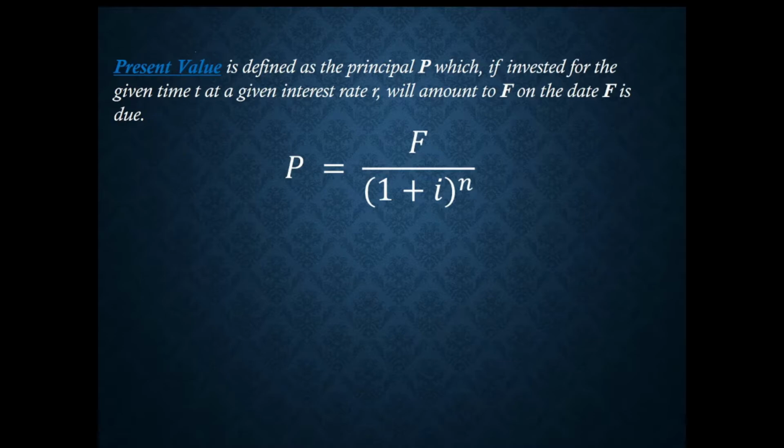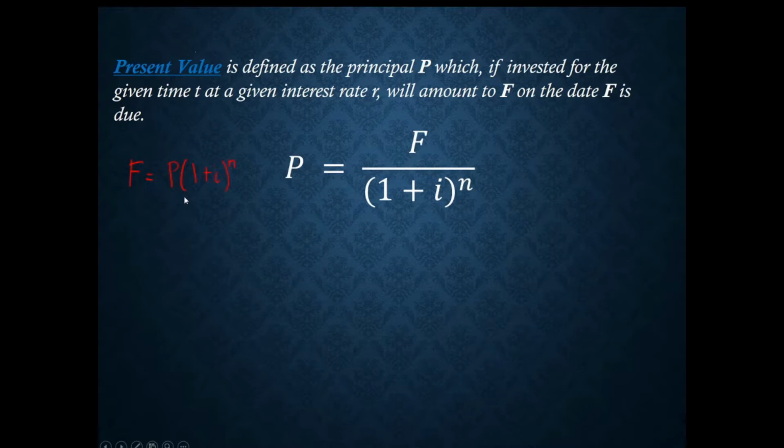The present value is defined as the principal which, if invested for the given time T at an interest rate R, will amount to F on the date F is due. So this is just a transformation of the given formula that we have earlier. This came from the final value F, which is equal to P multiplied by the quantity 1 plus I raised to N. So we just transform this to get the principal or the present value.